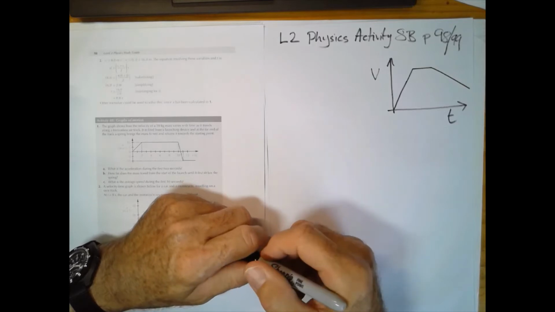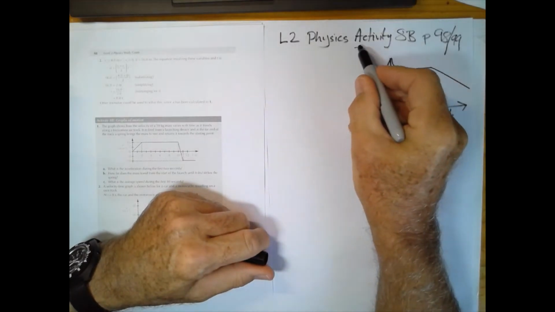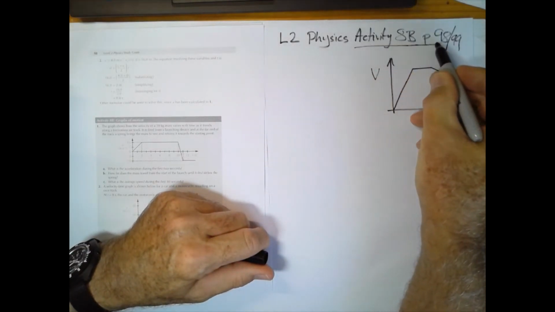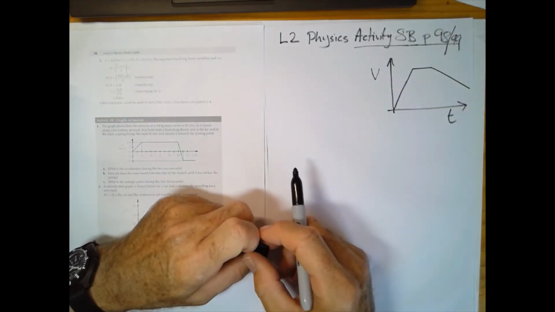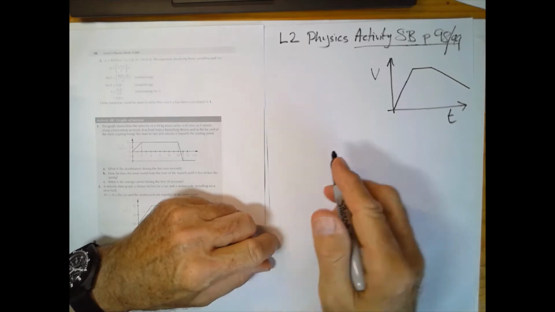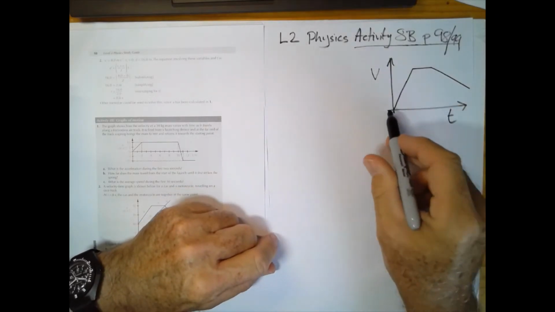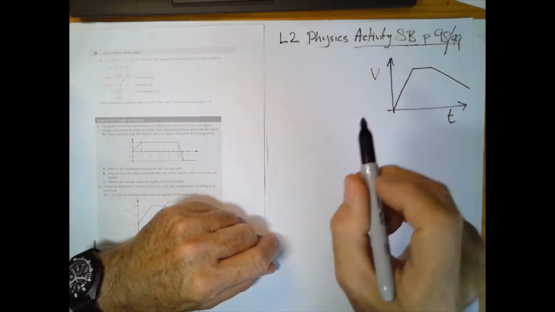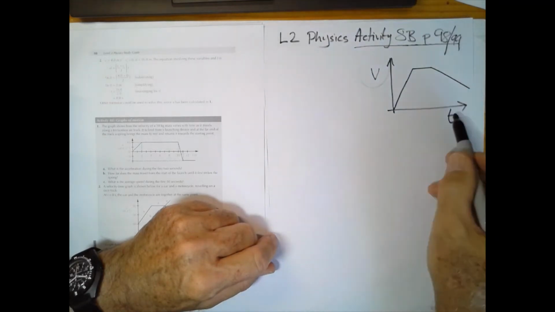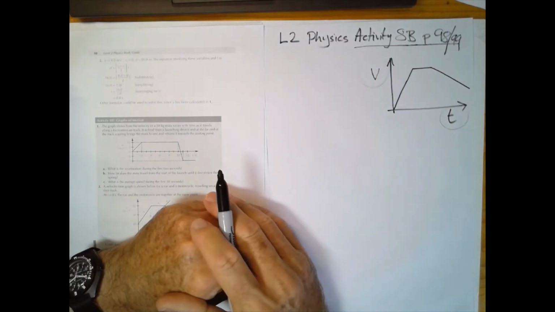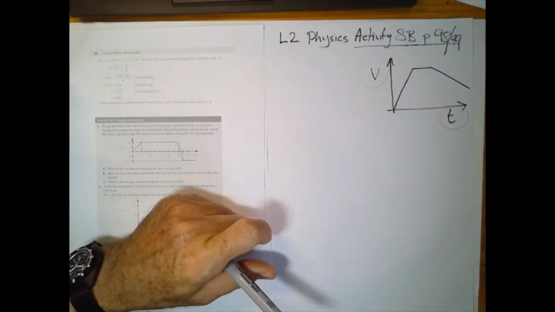Activity 8B on pages 98 and 99 of the textbook, graphs of motion. Just a reminder, here is a velocity time graph. Always check when you see one of these graphs that it's either velocity or displacement. This is a velocity time graph, and let's just remind ourselves of a few things.